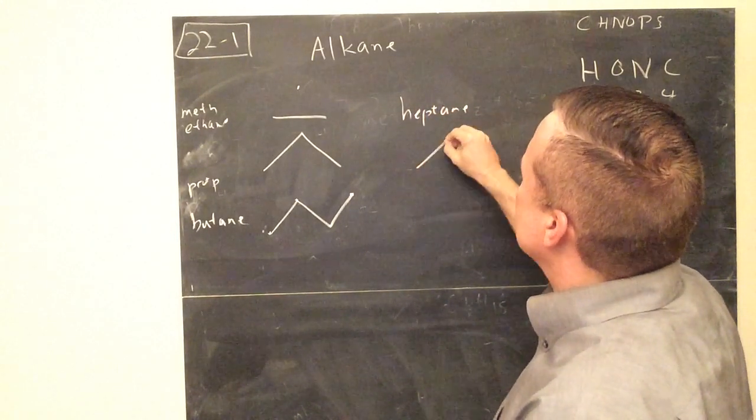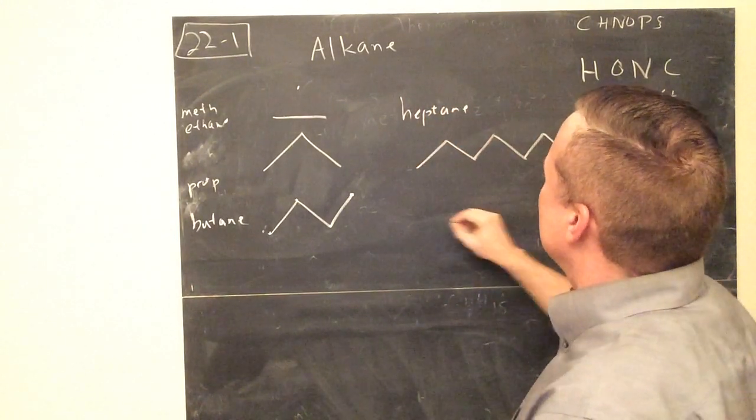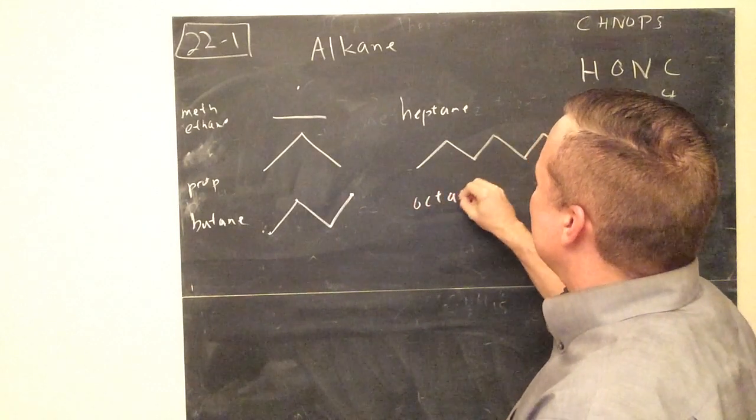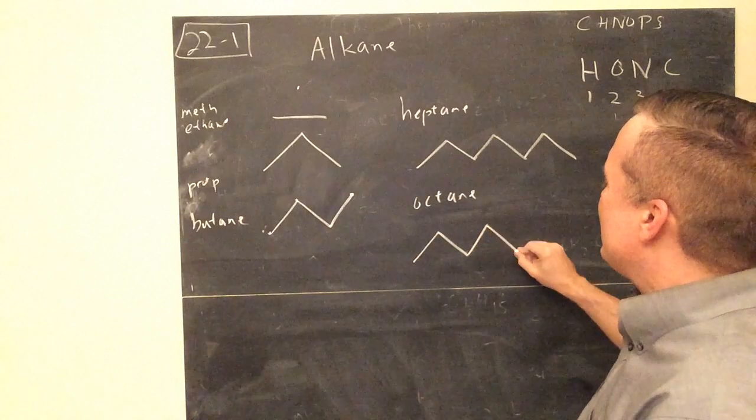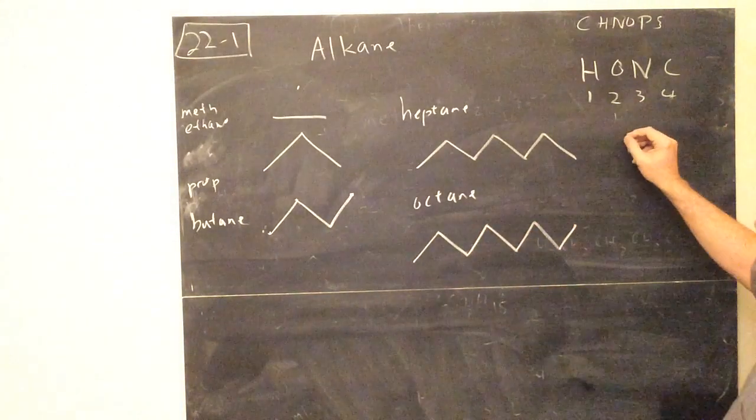Heptane is 7: 1, 2, 3, 4, 5, 6, 7. Octane, and you've heard of octane in gasoline: 1, 2, 3, 4, 5, 6, 7, 8. So I'll at least draw this part.